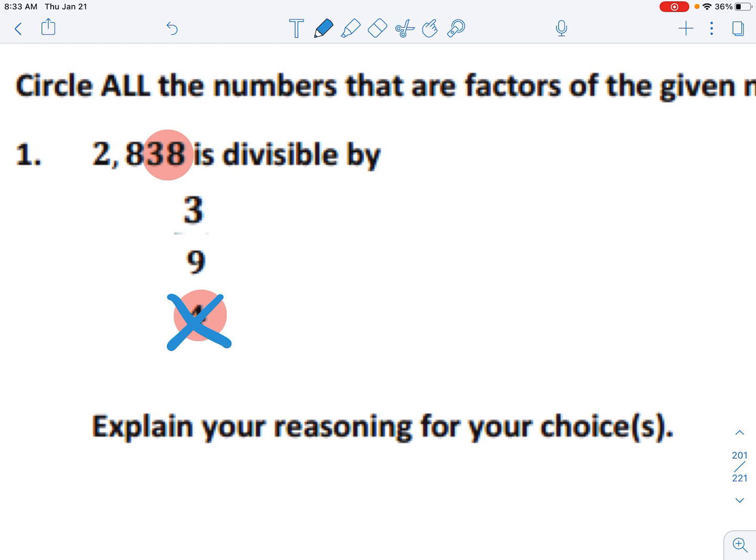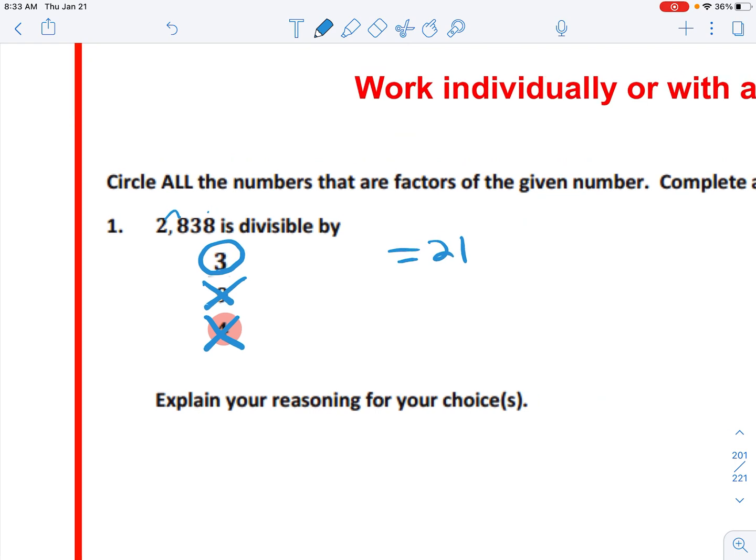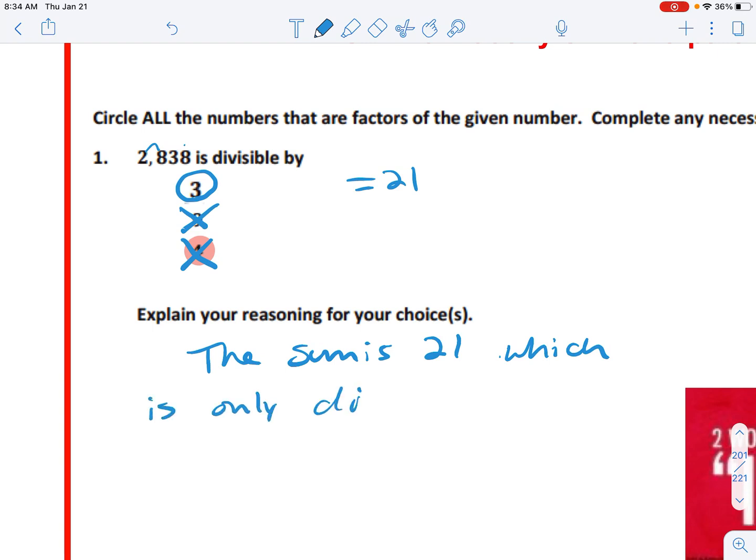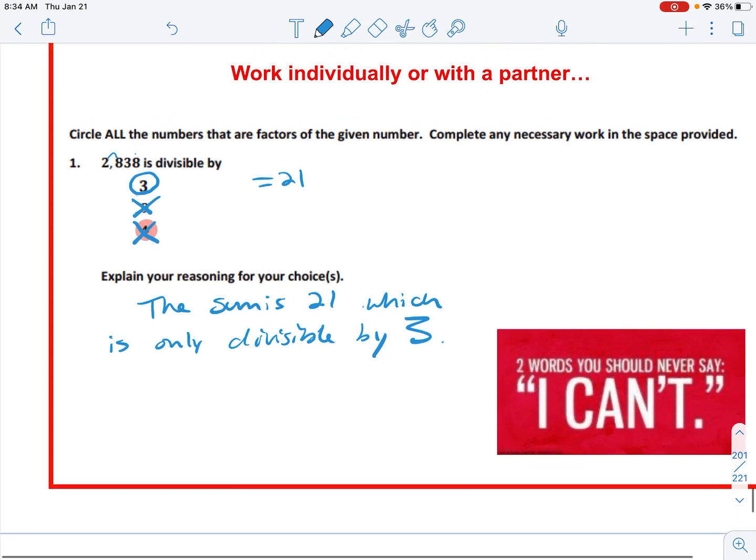Okay, now the rules for 3 and 9, we have to add up all the digits. So 2 plus 8 is 10, plus 3 is 13, plus 8 is 21. So the sum is 21. 3 can go into 21, but 9 can't. Okay? So explain your reasoning. The sum is 21, which is only divisible by 3. Okay? Let's go ahead and do some more examples.